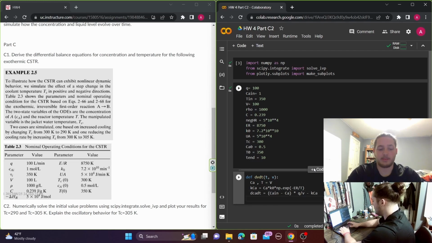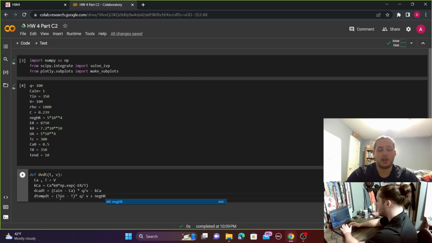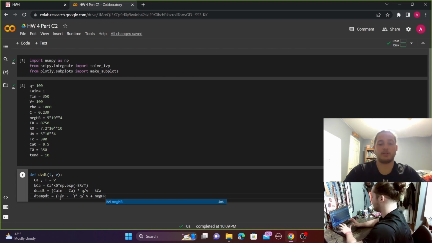Next, we are going to input our rate of change of our temperature with time, and we can denote that as dtemp dt. It is equal to the temperature going in subtracted by the temperature out, multiplied by Q over V, and then we are adding the negative heat of the reaction, and that is again due to the thermal heat jacket of our system constantly trying to hold the temperature constant.